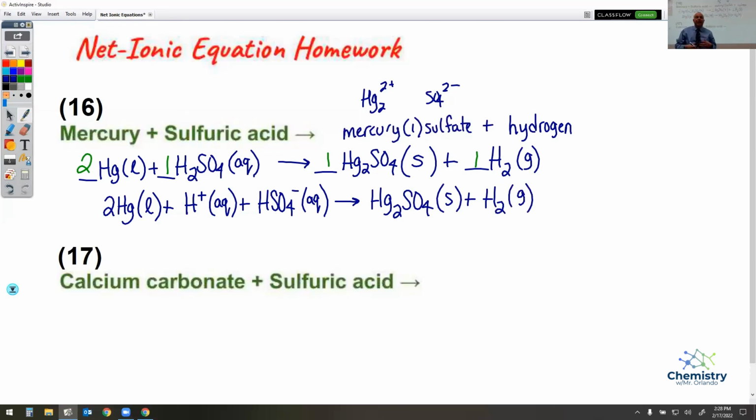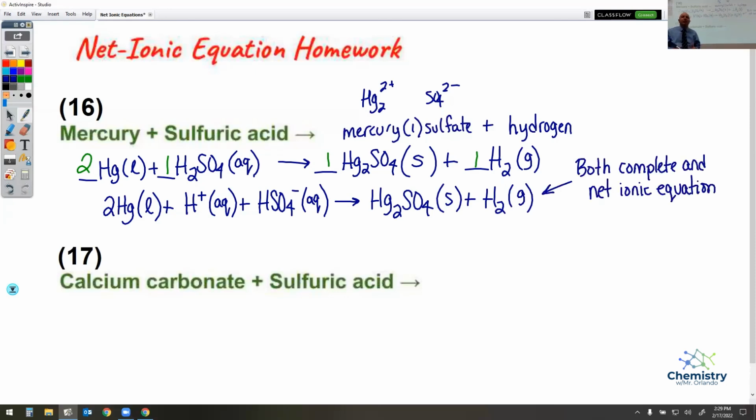In some cases, our complete and net ionic equations are the same thing. That is the case here. There are no spectator ions. There are no ions that appear the exact same way on the product and reactant side. So there's nothing that we can eliminate here.